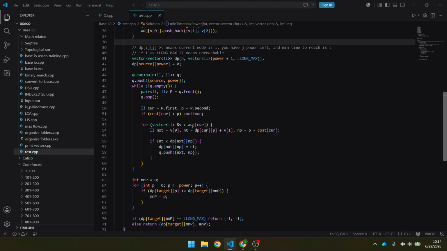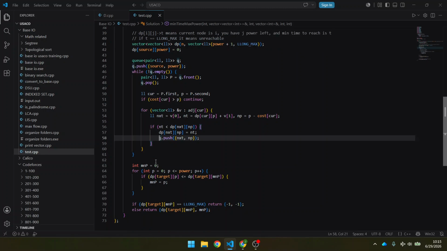Okay. So for every adjacent node, the next node will be v[0]. The new time will be the current time plus time needed to traverse it. And the new power will be equal to the current power minus the power to traverse. If the new time is better than the previous time to reach the state, then we'll just set the state to here, and then we'll q.push to update any other nodes. So that's our BFS here.